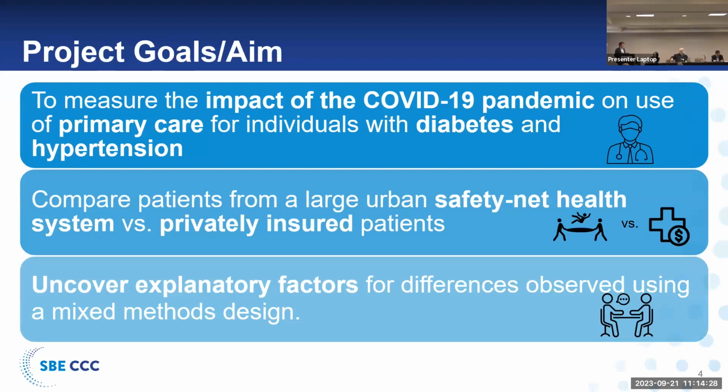So the results that I want to share today fit into these goals and aims. So first, we want to measure the impact of the COVID pandemic on use of primary care among individuals with diabetes or hypertension. And then we want to compare patients from a large urban safety net health system to a privately insured set of patients and see how their use of care during the pandemic was different. And then this is a mixed method study. So we also had some interviews with patients as well as providers and clinic staff to understand what were some of the things that people thought were explaining some of these differences in the observed outcomes.